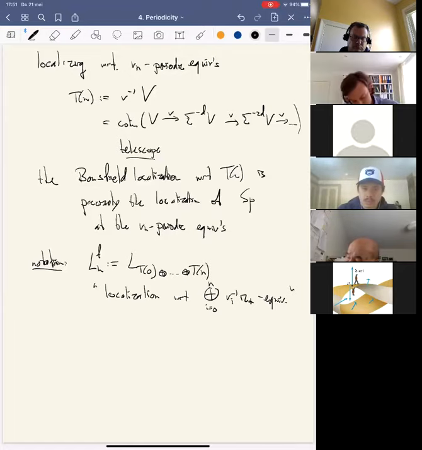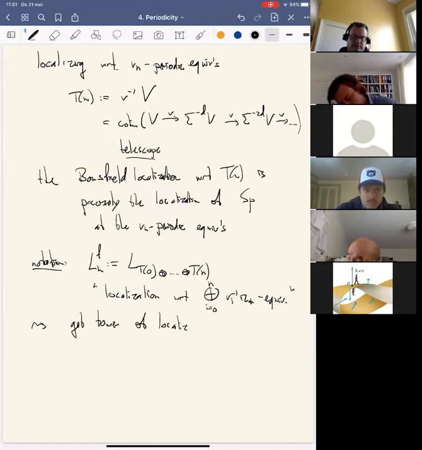What this gives is a tower of localizations for any spectrum. You get a whole bunch of them. The bottom one, L_0^f E, that's just fancy notation for the rationalization of E.